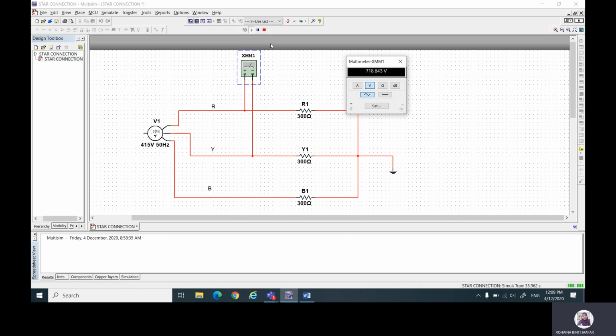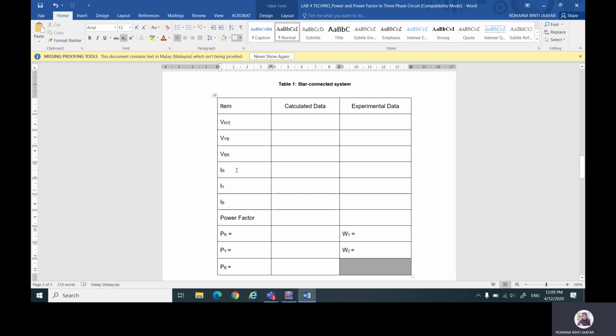And then for the current, you also use the multimeter to measure the current for the red, yellow, and blue phases. So you can do it by yourself.